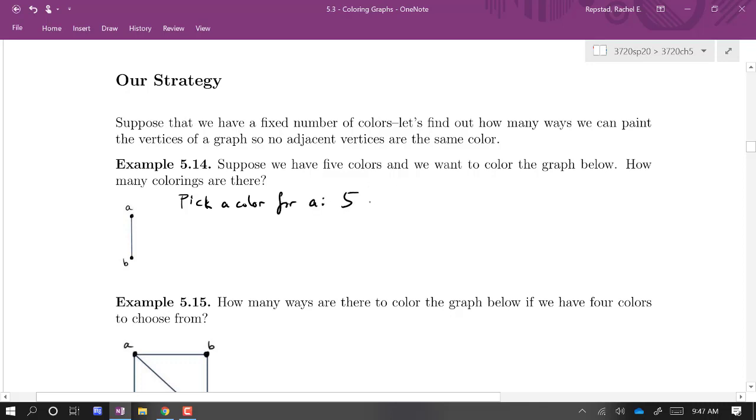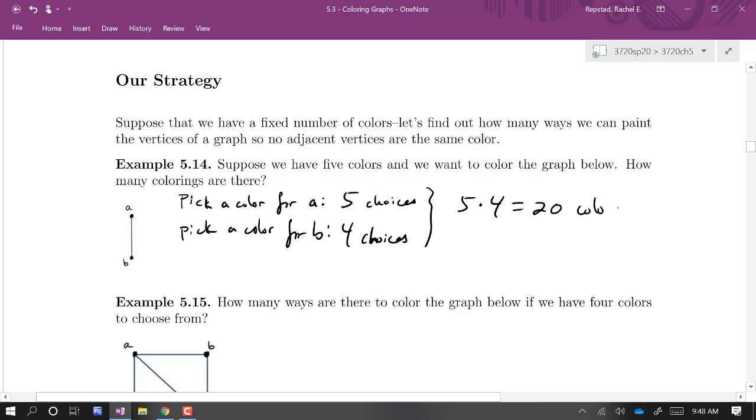There are 5 choices, right, because we got 5 colors. And then we'll pick a color for vertex B. Now we've already colored A, right? And A is connected to B, so that means that I can't color B the same color as A, so there are 4 choices left for B. And now we just follow up with the multiplication counting principle. There are 20 colorings, or 20 ways to color this graph if I have 5 colors.